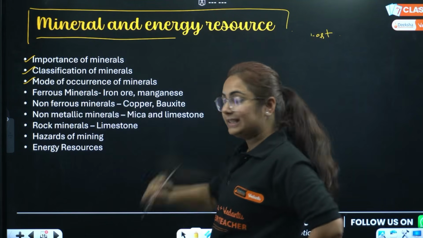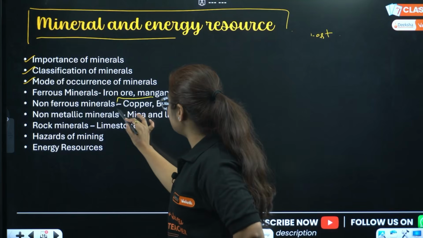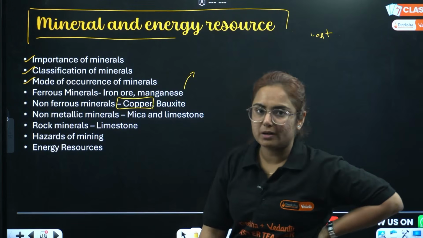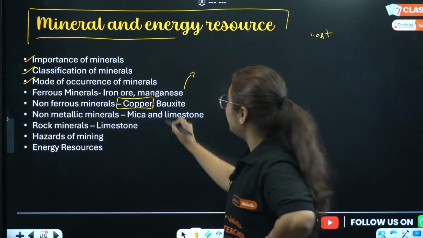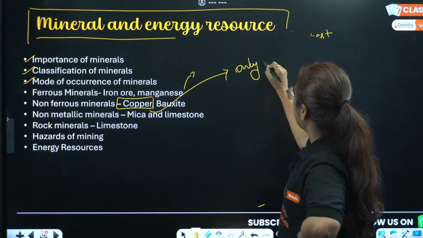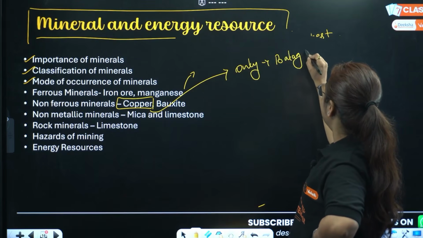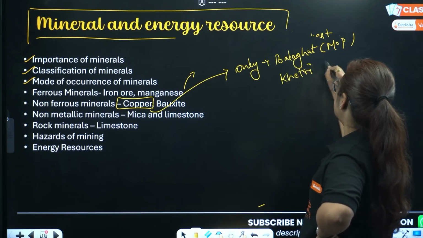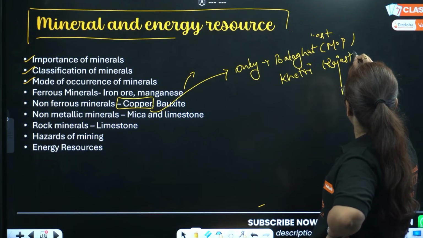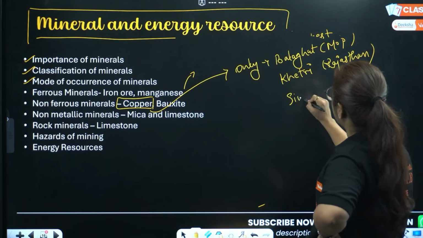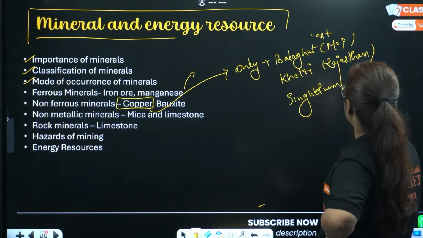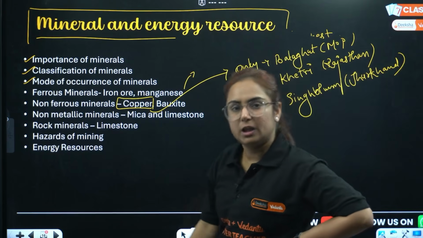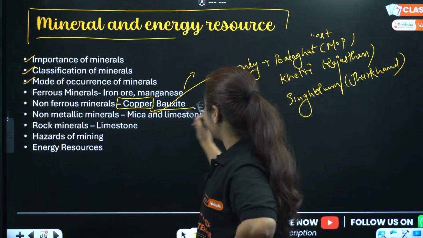Then another, we have manganese. We have non-ferrous minerals. See, these were the ferrous minerals, right? And these are the non-ferrous minerals. Copper, not that much available in India, but only available in Balaghat mines in Madhya Pradesh, as well as Khetri mines in Rajasthan. Other than that, we have Singhbhum mines in Jharkhand. Here copper ore is found. Then we have bauxite.